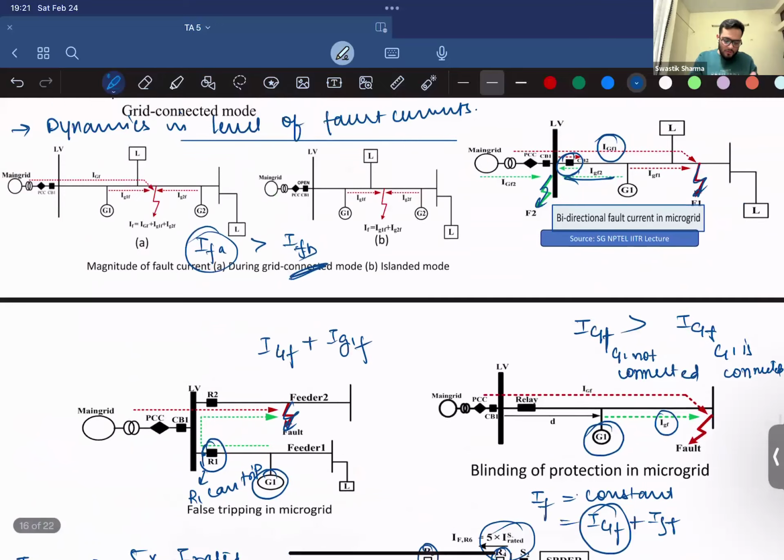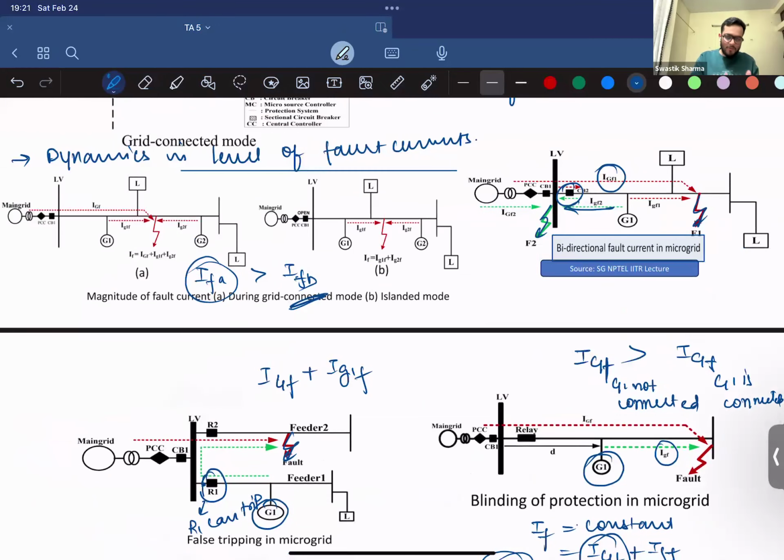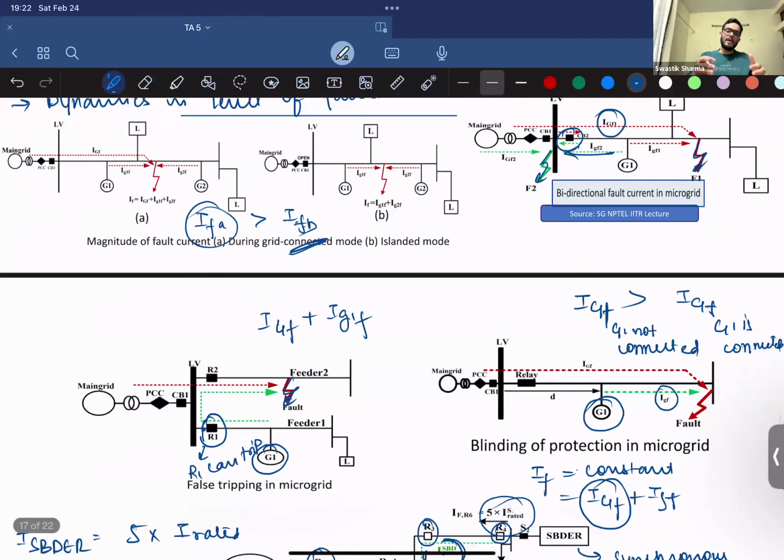So I was building on different places, right? I started from a bare minimum case where you had simple relays, and then I told how dynamics in fault currents, level of the fault currents affected the performance of this relay. Then we moved on to the bidirectional part of this relay. Then I talked about how having these two as well could cause fault tripping, and then I moved to blinding of the protection in the microgrid.